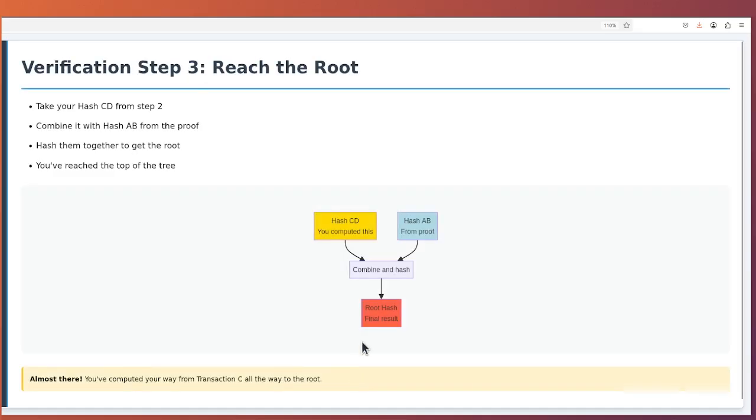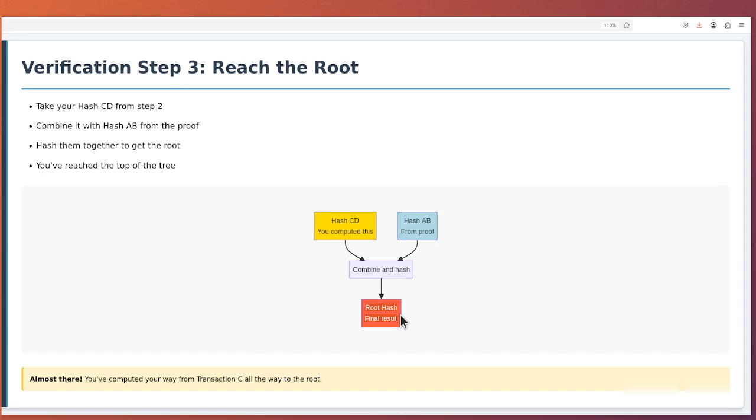Step 3. Combine again. We're almost there. Now we take our hash CD and combine it with hash AB, which was also included in the proof. We put hash CD and hash AB together and hash them one more time. This gives us the final root hash. We've reached the top of the tree. We started with transaction C, combined it with helper hashes at each level, and computed our way all the way up to the root.